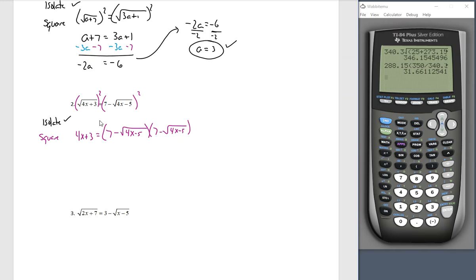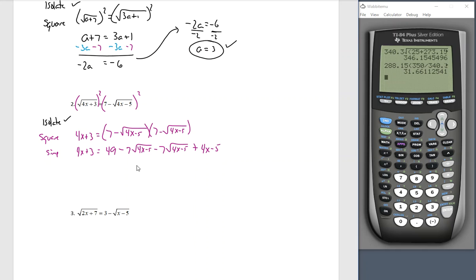So we don't want to just square the 7, square the radical, be done. Remember, if something is squared, it's multiplied by itself. So we actually have to FOIL here. Square and then simplify. So 7 times 7 is 49. Minus 7 square root of 4x minus 5, minus another 7 square root of 4x minus 5, plus, minus times a minus. Square root times itself, that's going to give us 4x minus 5.